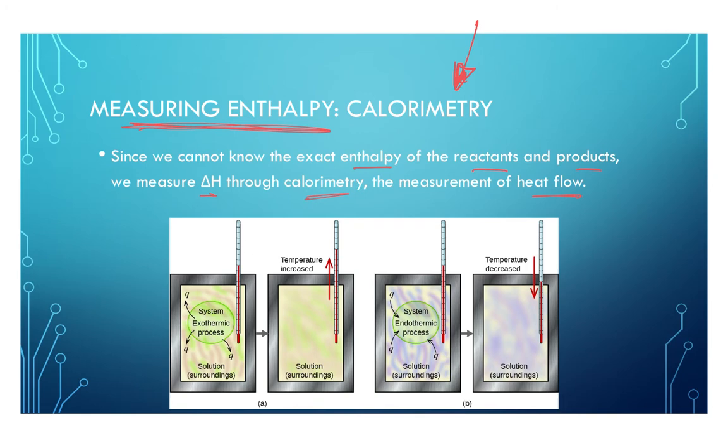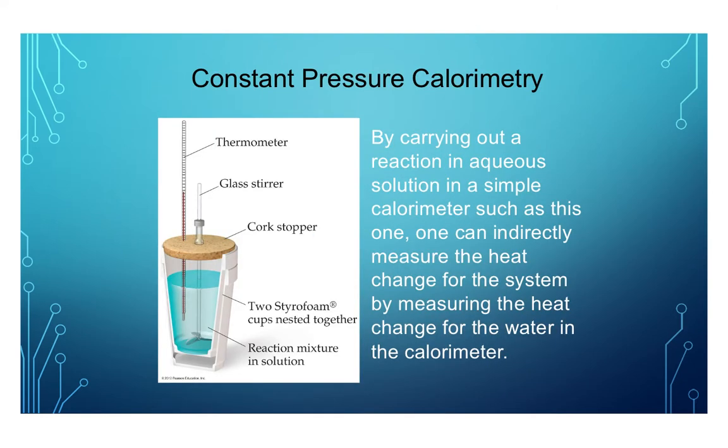So basically, if we have a change that happens, we can measure the enthalpy of that change by monitoring how much heat flows in or out of the system. So there are two kinds of calorimetry. The one that we use most often and the one we focus on in AP chemistry is called constant pressure calorimetry, which just basically means you're doing it in a vessel that's mostly open to the air or at least isn't sealed tight. And so the pressure of the system stays the same throughout the process. Okay, and so the way that you use this is you carry out an aqueous solution in a simple calorimeter such as the one shown.